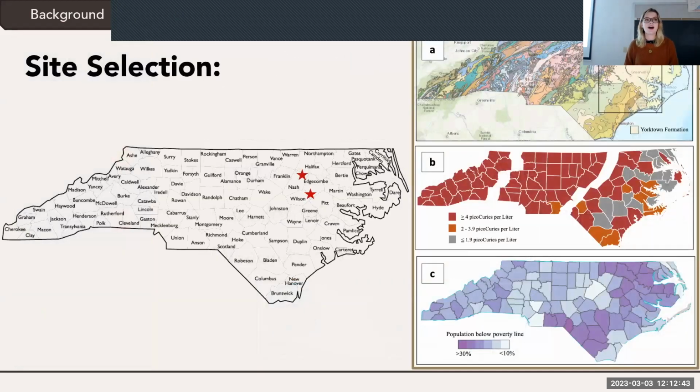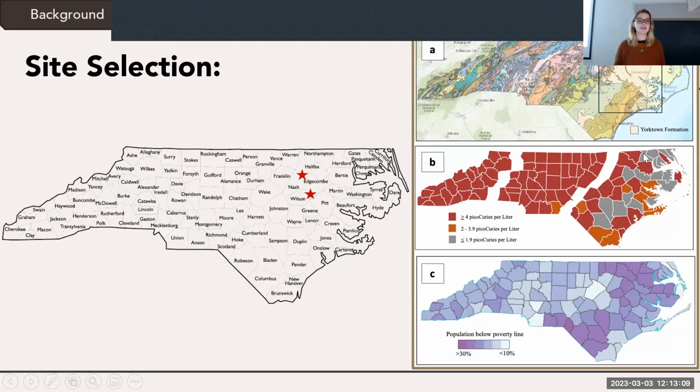So my site, I went down into the North Carolina coastal plain for a bunch of reasons. First of all, like I said earlier, there's a big knowledge gap there when it comes to radon from the sediment, and indoor radon, it's mostly focused on the groundwater. So I wanted to try to fill that knowledge gap a little. Also, that Yorktown formation that we talked about here in Williamsburg that has high radon levels extends down into the North Carolina coastal plain. So I figured that was a good place to start.